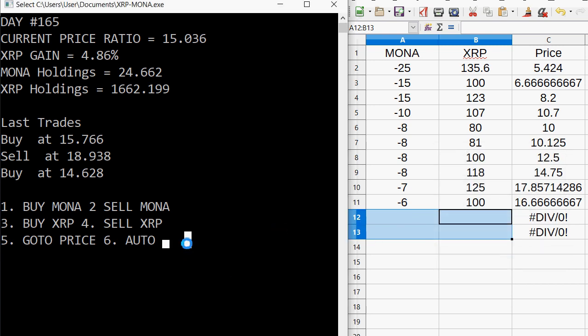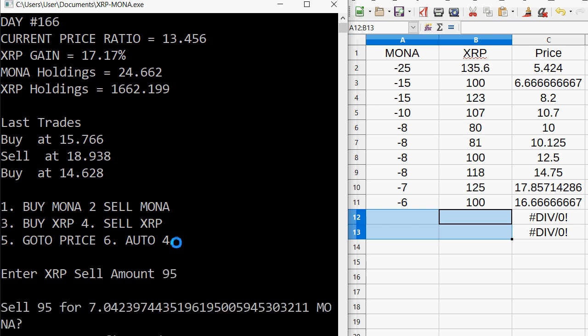And move on to the next one. Another Ripple gain, 13.4 the ratio goes to. I could get rid of the last two, but I'm not going to do that. I'm going to get rid of 95, say, of this. And now I'm gaining another one Mona coin.